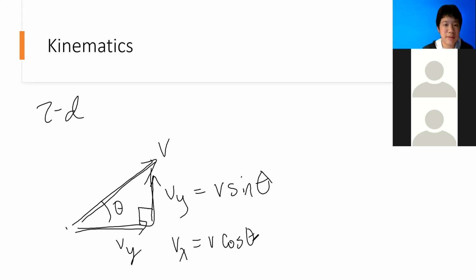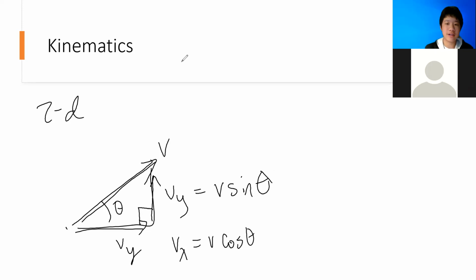So 2D kinematics is all the kinematics formulas just applied to 2 dimensions. Another thing to know is that the amount of time a projectile is in the air only depends on its vertical component of velocity. So the amount of time something's in the air, only the vertical component of velocity, and all the kinematics in the vertical direction, only those matter.